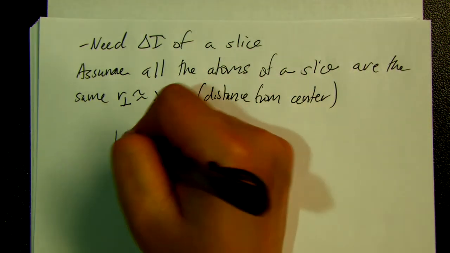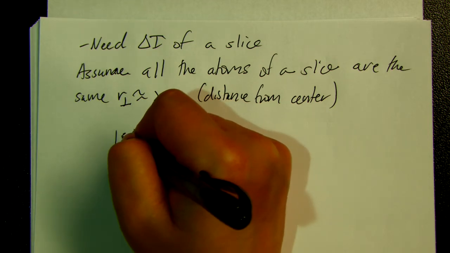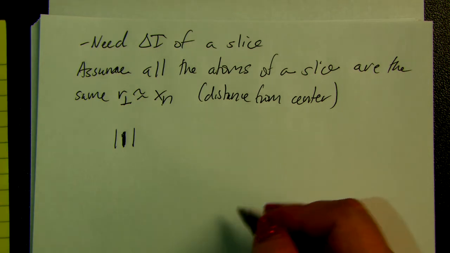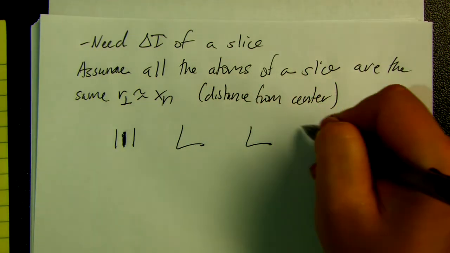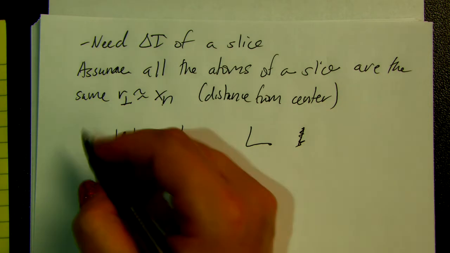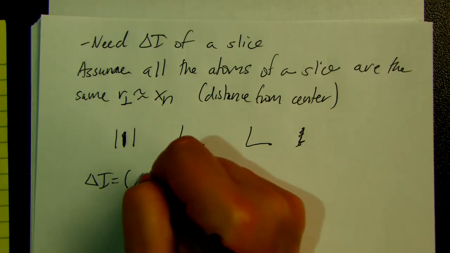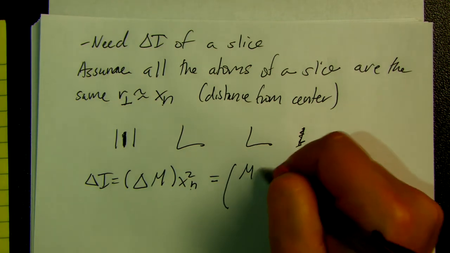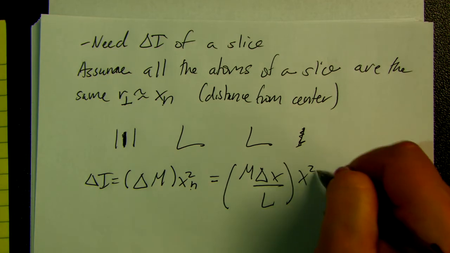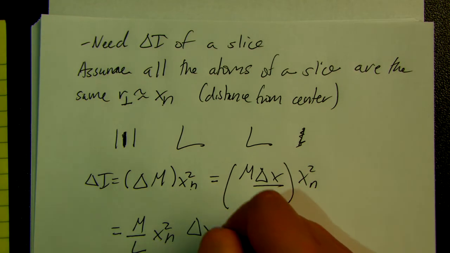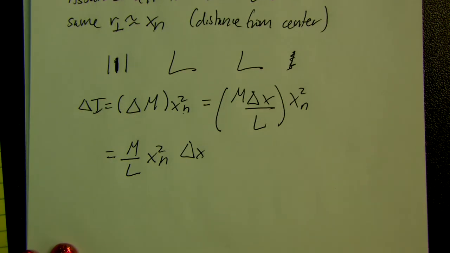So basically, you've got a slice. We're just going to pretend all the atoms are here. Actually, it's more typical to put them all off to one side. You'll see either approach. Delta I is equal to delta m x squared sub n, which is equal to m delta x over L times x squared n, which is equal to m over L x squared n delta x. So all we've done here is build the moment of inertia formula for this particular one.